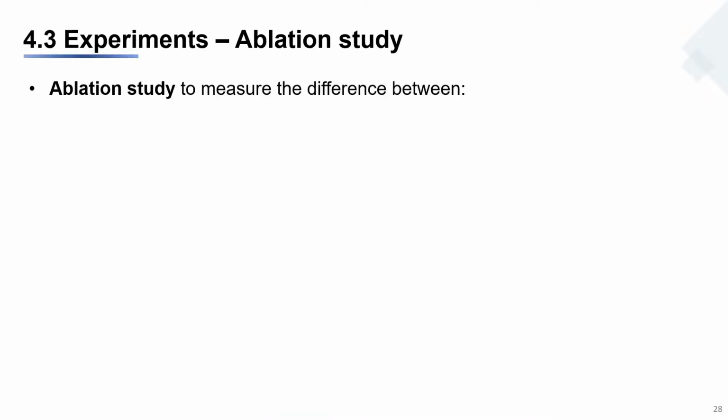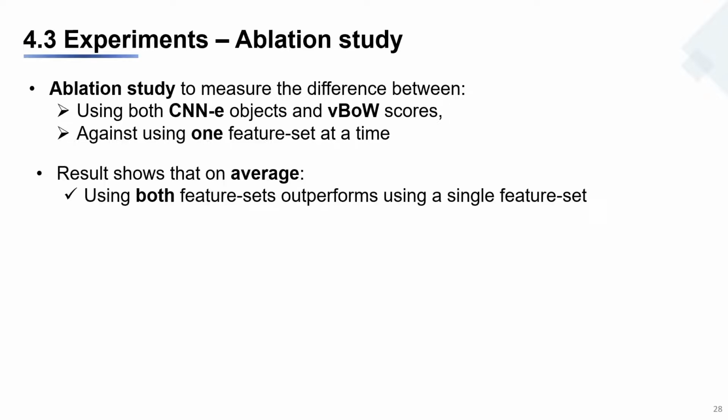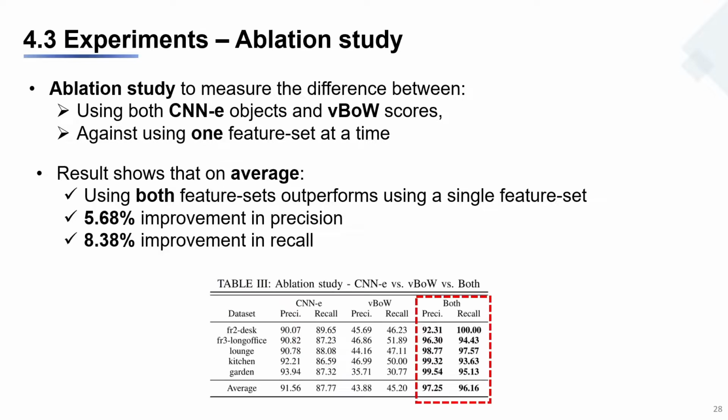We have also performed an ablation study to measure the difference between using both CNN-extracted objects and visual bag of word scores against using one feature set at a time. And the result shows that using both feature sets outperforms using a single feature set at a time, with over 5.6% improvement in precision and 8.3% improvement in recall.